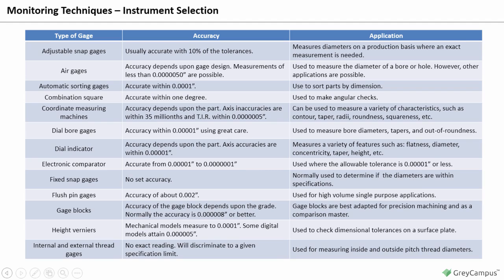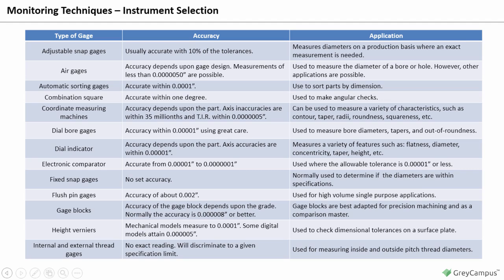The gauge blocks have accuracy that depends upon the grade, and normally the accuracy is 0.000008 inch or better. Gauge blocks are best adapted for precision machining and as a comparison master. The height verniers are mechanical models measured to 0.00001 inch. Some digital models attain 0.000005 inches. They are used to check dimensional tolerances on a surface plate.